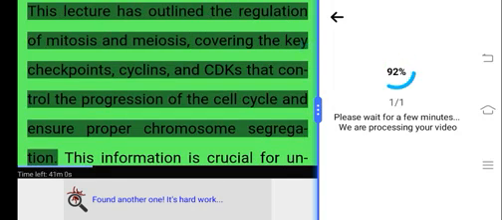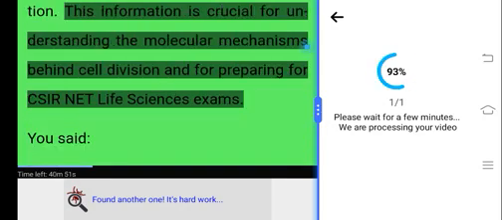This lecture has outlined the regulation of mitosis and meiosis, covering the key checkpoints, cyclins, and CDKs that control the progression of the cell cycle and ensure proper chromosome segregation. This information is crucial for understanding the molecular mechanisms behind cell division and for preparing for CSIR NET Life Sciences exams.